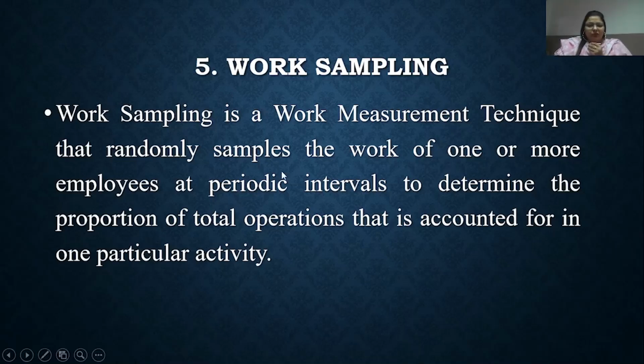Determine the proportion of total operations that is accounted for by one particular activity. It means there are different works allotted to a single worker. So at different periods, when we reach in the morning, the worker is doing one thing. In the afternoon, the person is doing another thing, and in the evening he is doing another thing. So we have to check at different intervals whether the work is going on in a proper manner or not.